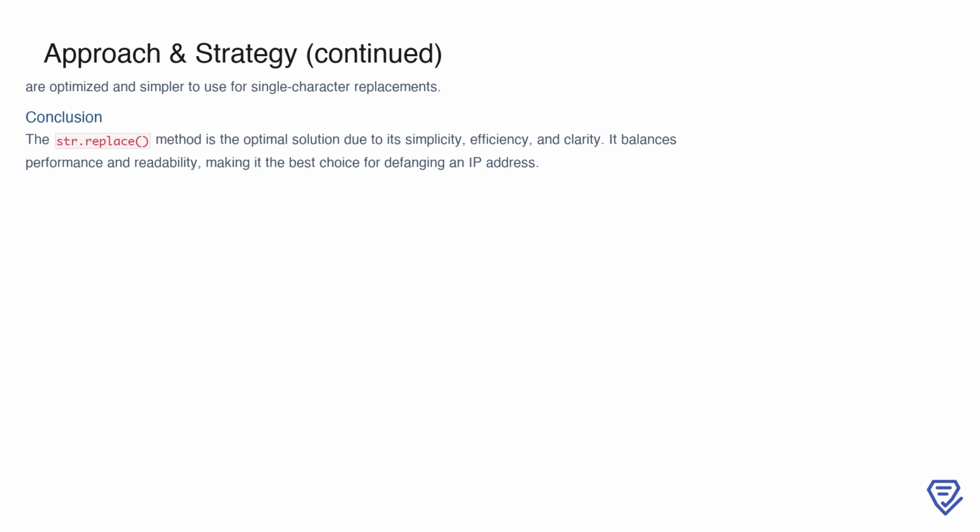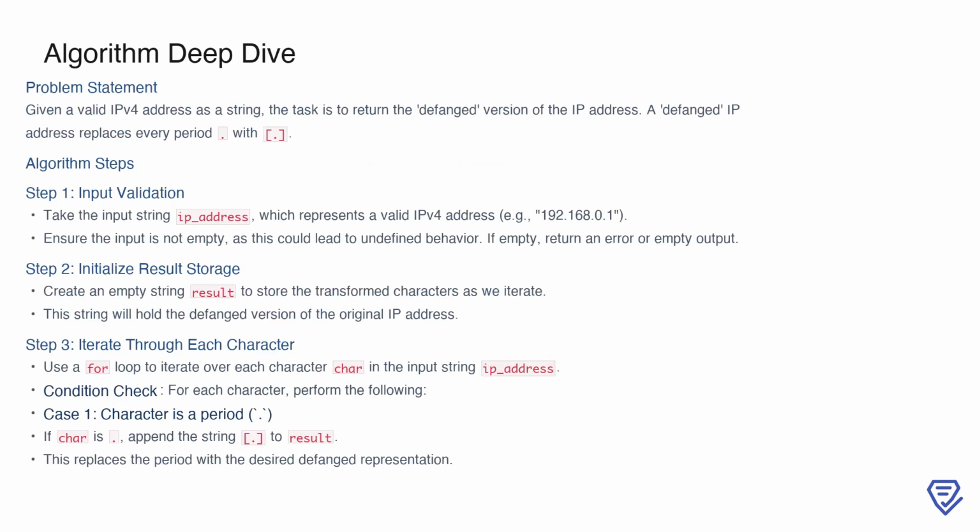To solve the problem of defanging an IP address, we start by understanding the task. We are given an IPv4 address as a string, such as 192.168.0.1, and our goal is to return a modified version where every period, represented by the dot character, is replaced with [.]. This transformation ensures the IP address is represented in a defanged format.